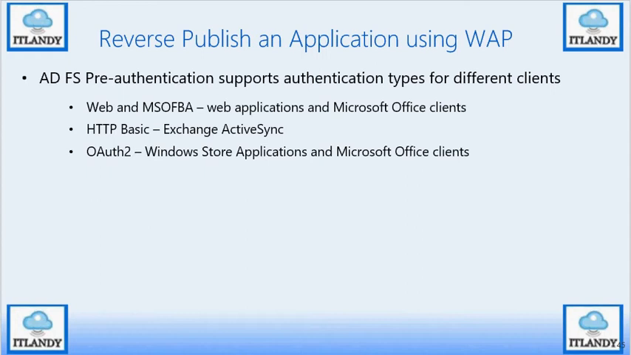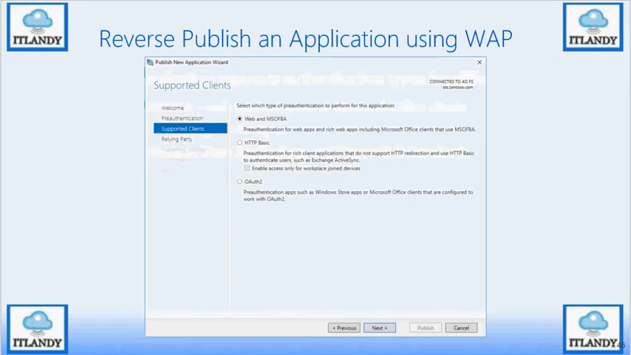Now, HTTP basic is for applications that do not support HTTP redirection for basic authentication to use authenticated users. Here we go. This is how it looks for us. Web and Microsoft Office, or HTTP basic or modern authentication. And you can see there are some dependencies. For example, if I use HTTP basic, I have the option to enable access only for workplace joined machines, which is like partially domain joined, and I can apply policies and I can use security around it.